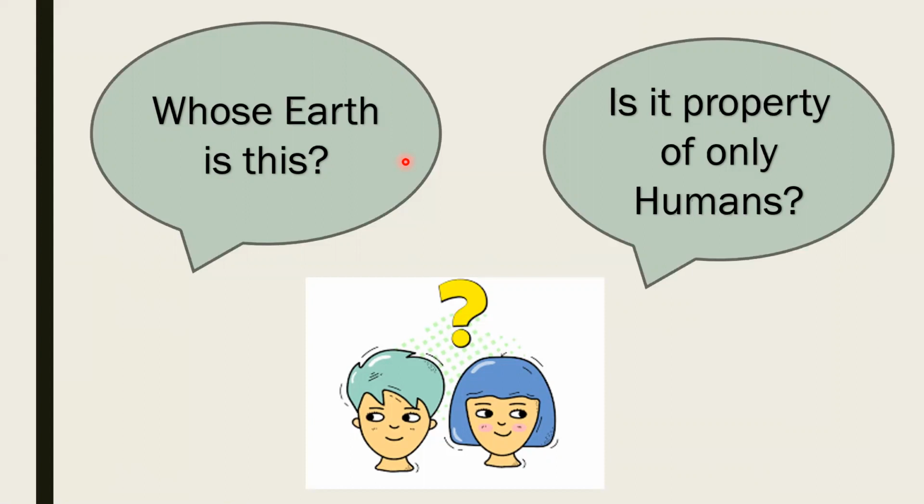So what I think is, we are not the only ones who live on this earth, right? There are plants, there are animals, there are insects, there are small worms, there are bugs, there are birds, there are so many things which live along with us, right? It is not only human beings which live on earth. So I don't think that it is a property of only humans. I think it belongs to everybody, right? I hope you agree with me.